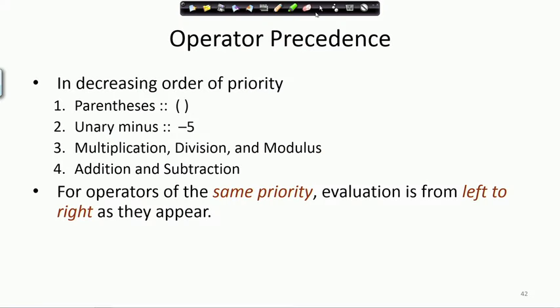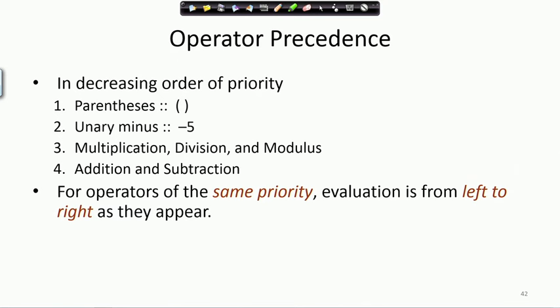In the last lecture, we were introduced to the precedence among the operators, and we had seen that parenthesis has got the highest precedence, followed by unary minus, then multiplication, division and modulus have got the same priority, addition and subtraction are having the next priority. And for operators of the same priority, if in an expression there are more than one operators of the same priority, then evaluation is done from left to right.